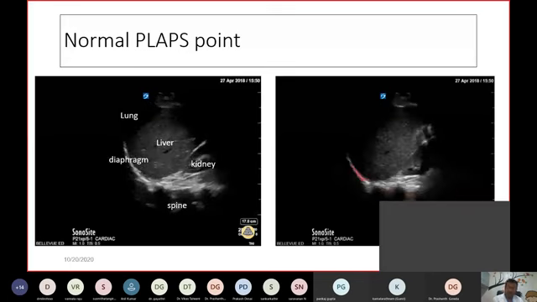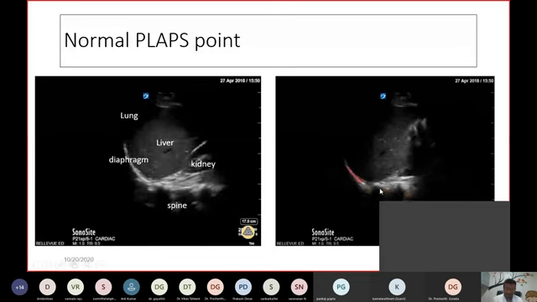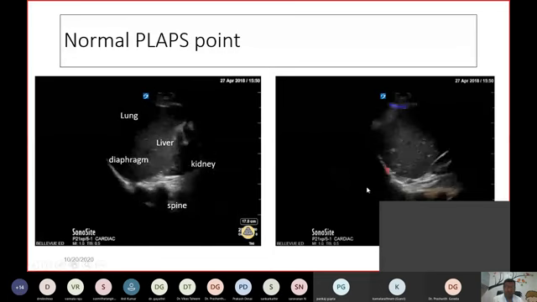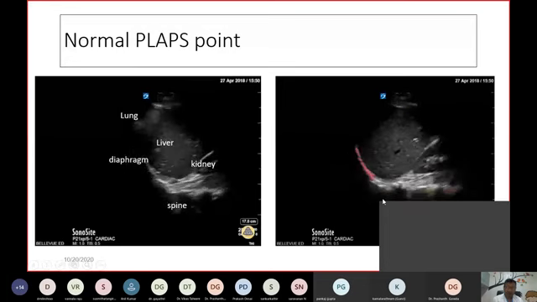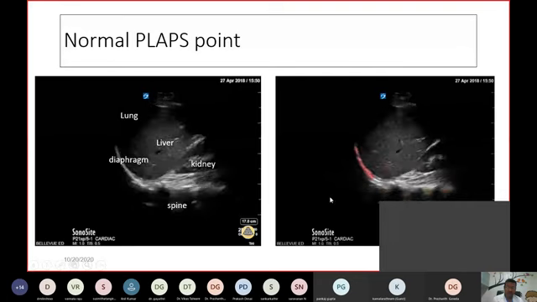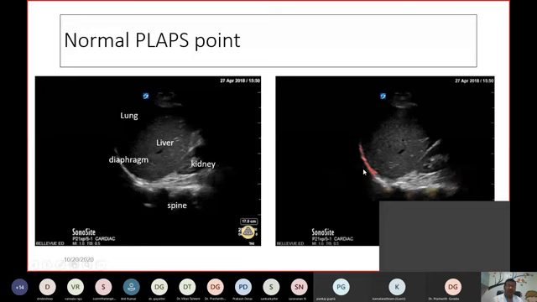Now you can see here the spine, you can't see it beyond the insertion of the diaphragm. This is because again you have air in the normal lung, and that air is going to reflect back ultrasound waves, and you are not going to see anything beyond this point. So in a normal lung, you won't be able to see any spine beyond the diaphragmatic insertion, whereas in the abnormal lung you will see a spine.